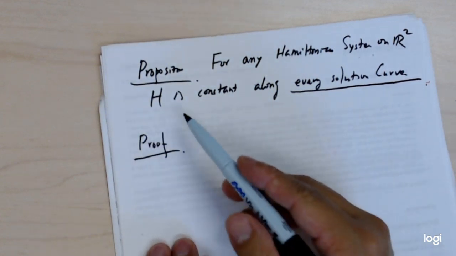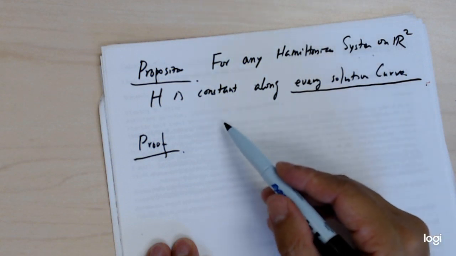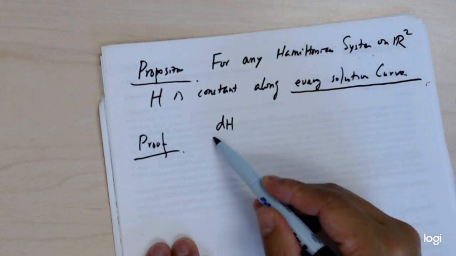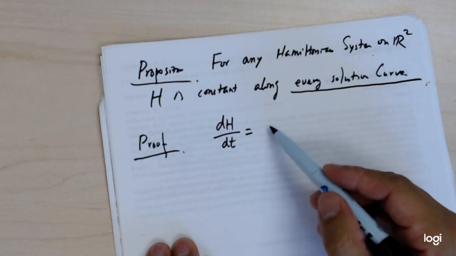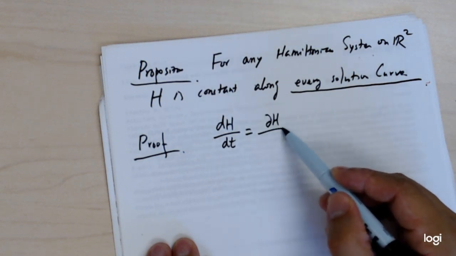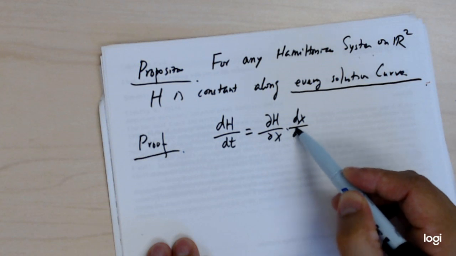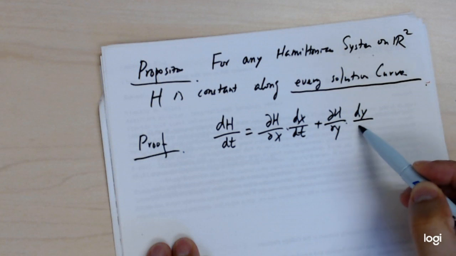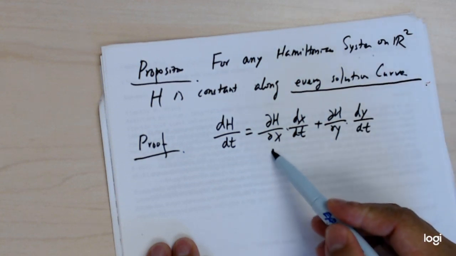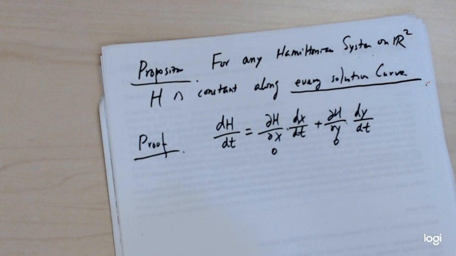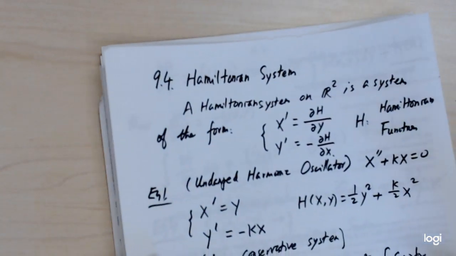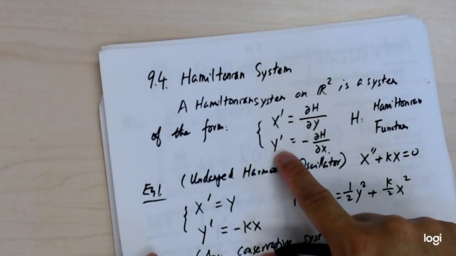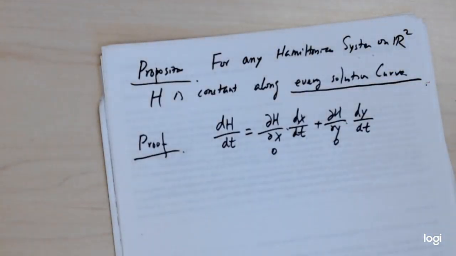To prove h is a constant along every solution curve, here's what we do. We take the time derivative. I want to show this is always 0. Chain rule. There's nothing I can do about those two terms, but dx dt and dy dt satisfy the equation. In other words, x prime is dh dy, y prime is negative dh dx. We're going to plug that in.